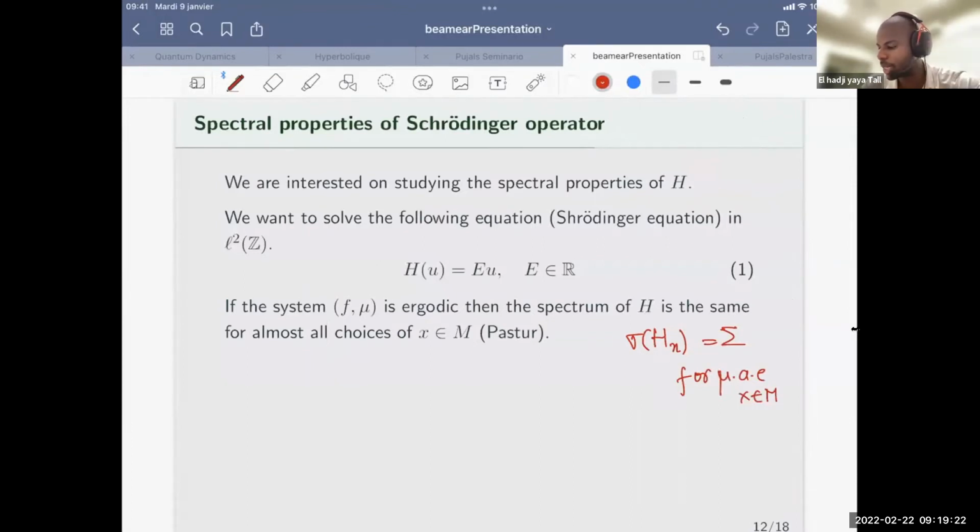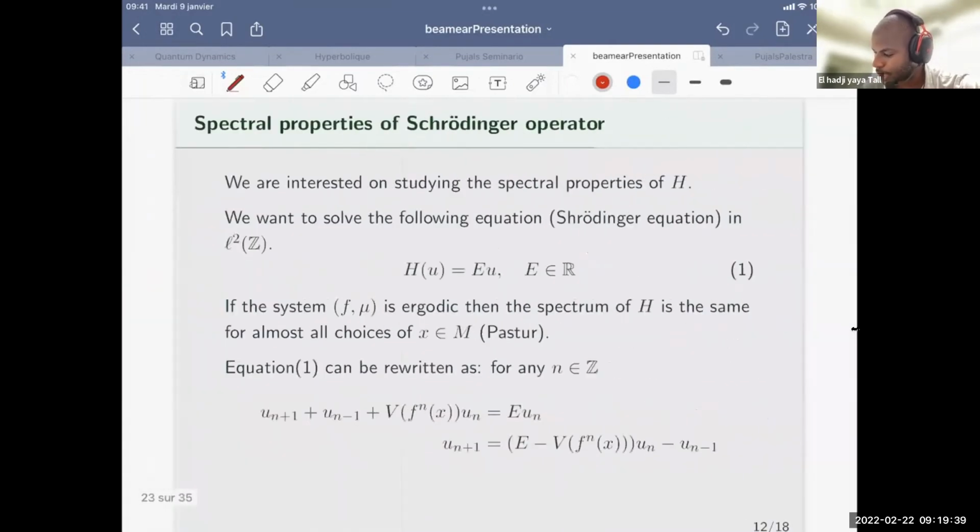So because you will end up with the same result. Okay, so let's move on. So you want to solve this equation, the eigenvalue equation. So the first thing you have to do is you should write it in coordinate. So in coordinate, it is given as follows.